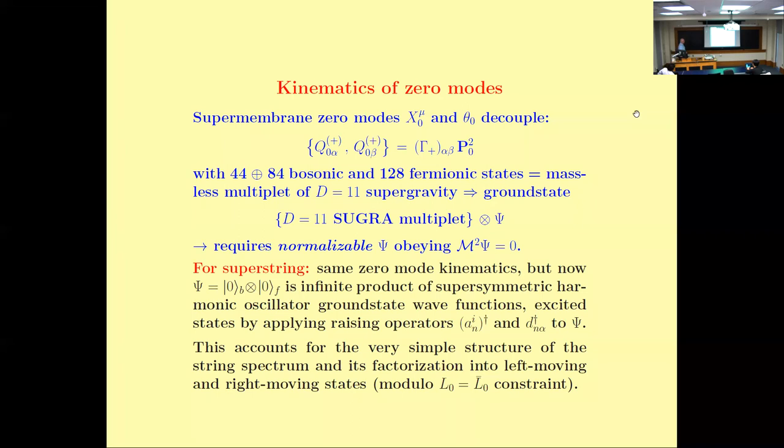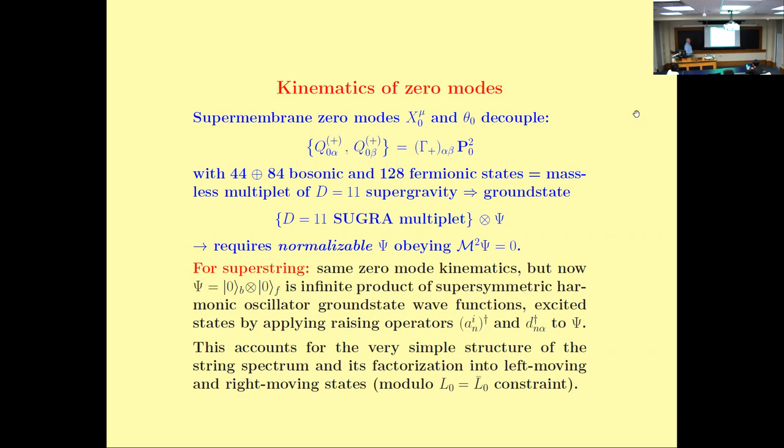Now, okay, so we have this, but then the question is what's the spectrum of the theory? And the first thing is, how do you recover 11 dimensional supergravity from this? I will just be very sketchy with this, because you also have a zero mode for the supercharges, which also split in light cone gauge fashion. So we have this algebra for the zero mode supercharges.